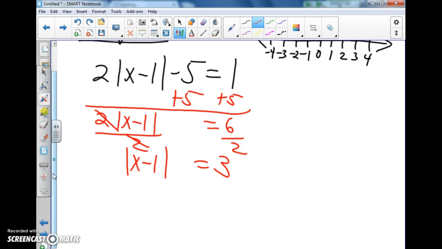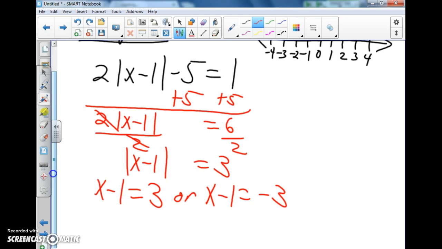So now you do what they said on the film. Remember, drop the bars and write it down twice. So I'm dropping these 2 bars, writing it down twice. One is the positive, and then the other one is the negative. Now what do you do to get x by itself?